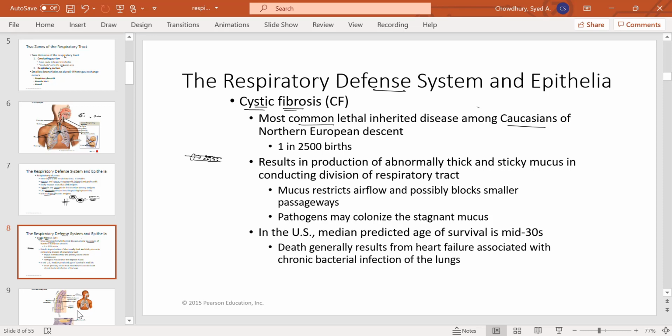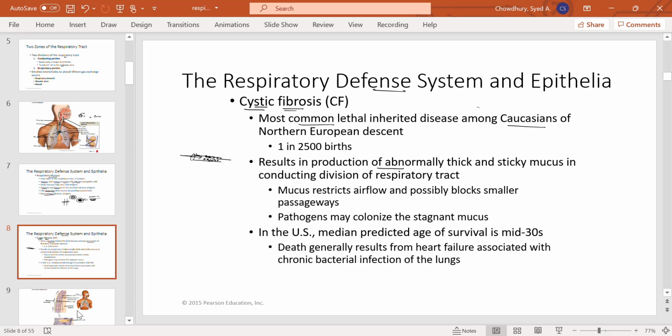So that will accumulate inside the respiratory tract and would block the passage of gas, right? Gas will not be able to enter into the alveoli of the lung. That is a serious condition. First the lung will not be able to work, and then your cardiovascular system and heart will be affected especially.